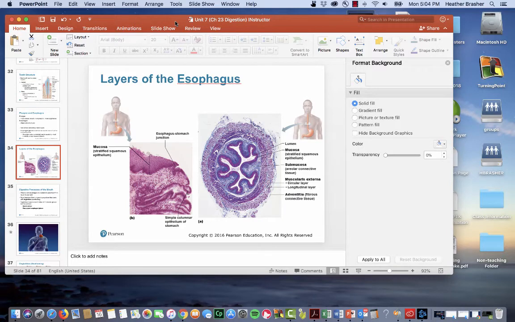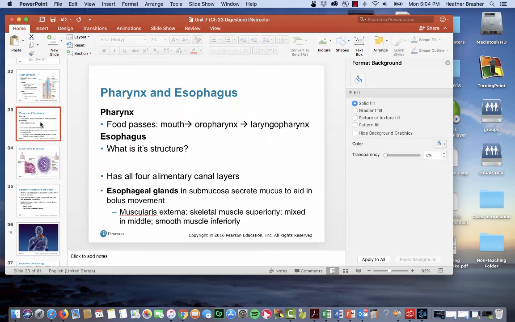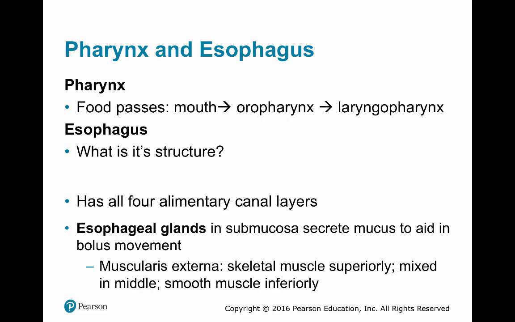Hey guys, so we are now going to start with the next part of this lecture. We've just finished the mouth, talking about the tongue and the teeth, and now we're going to go into the pharynx and the esophagus. After we swallow, it's going to go from the mouth into the oropharynx, into the laryngeal pharynx. And then once it goes through that area, it's going to go into the esophagus next.